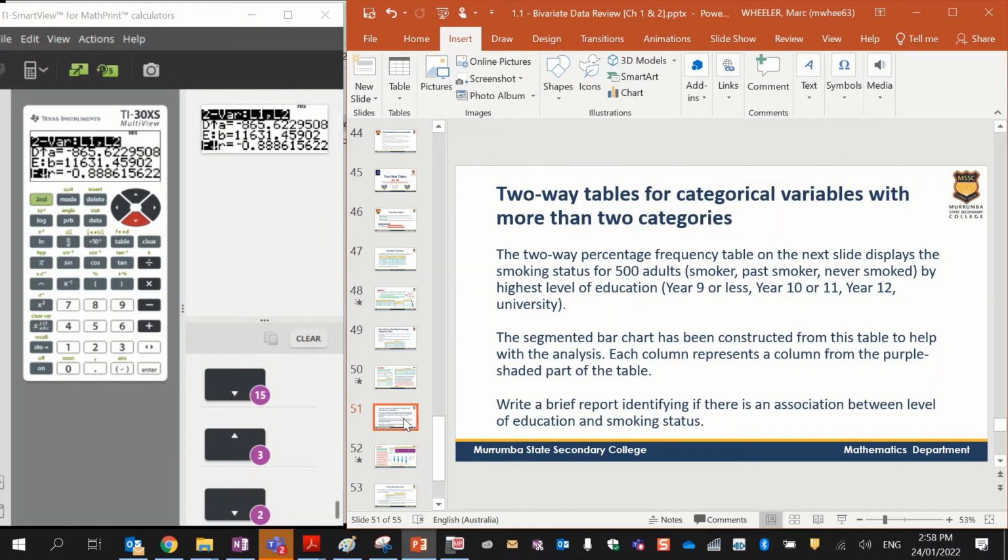Last of all, I thought this was important to show you as well: two-way tables for categorical variables with more than 2 categories.